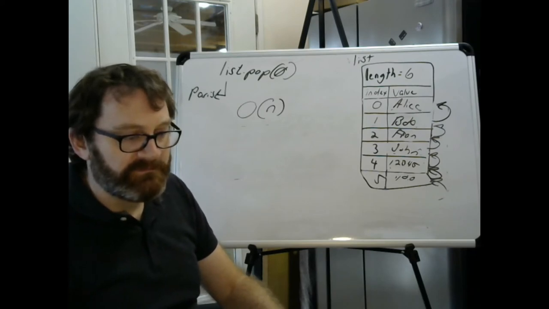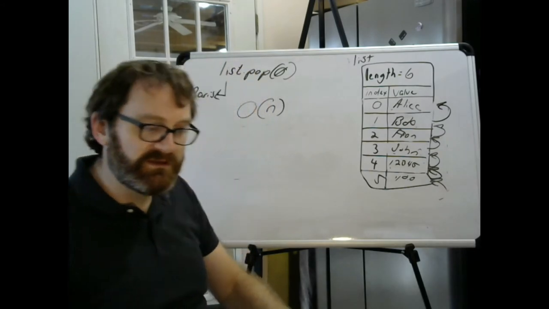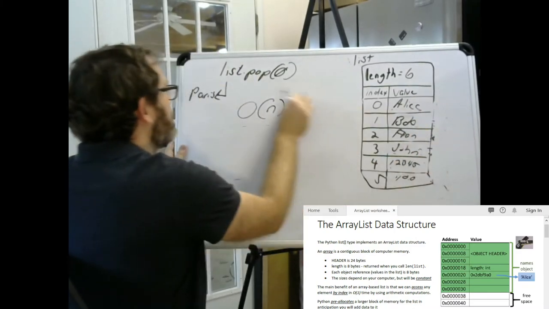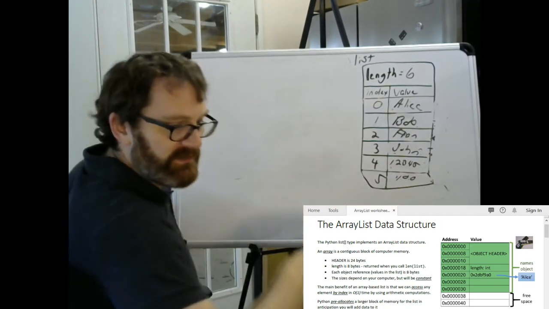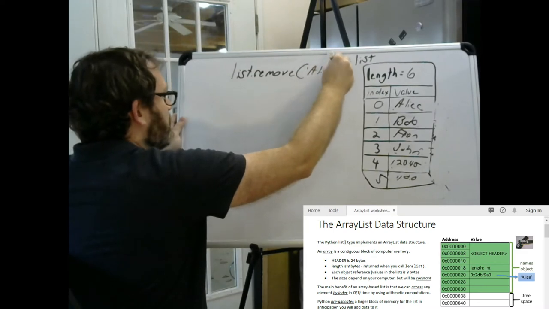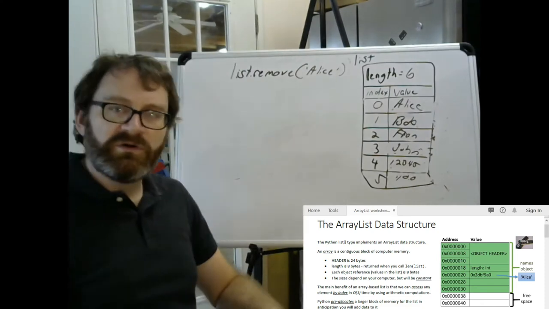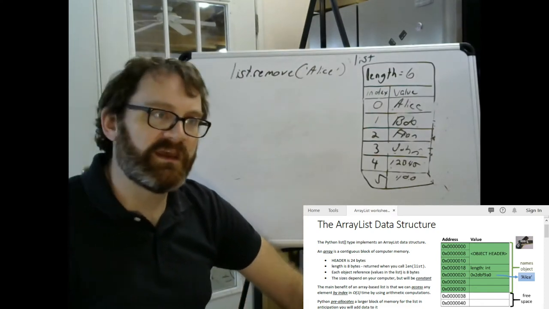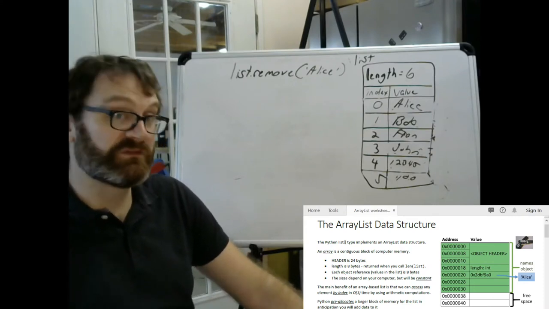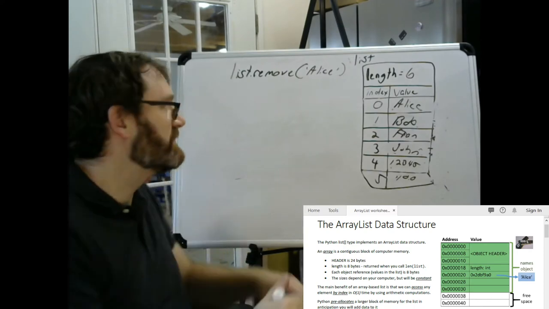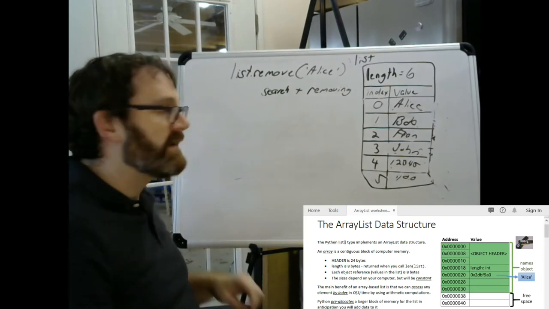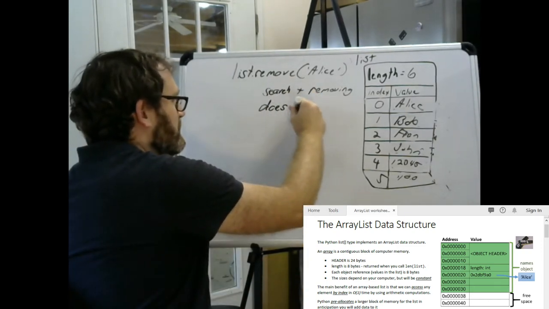So I'm going to do just a couple more. One is list, what do we got next? List.remove. So my first example is list.remove Alice. Removing from a list is a little more sophisticated. Remove is saying, I know that the value is in the list somewhere, but I don't know where the index is. So I have to search for it. So removing is two things. It's search plus removing, deleting.